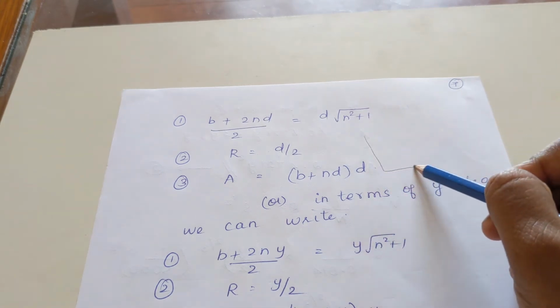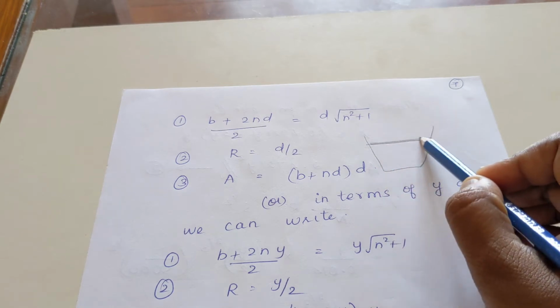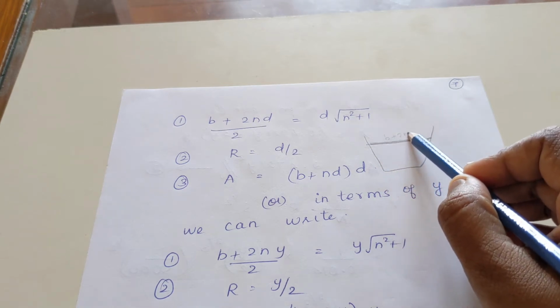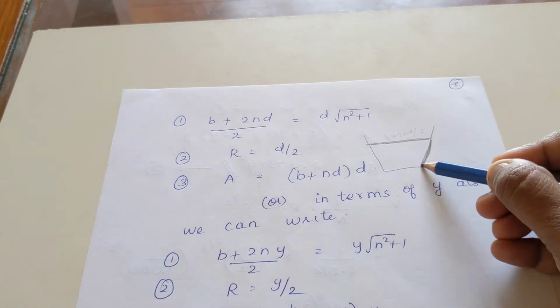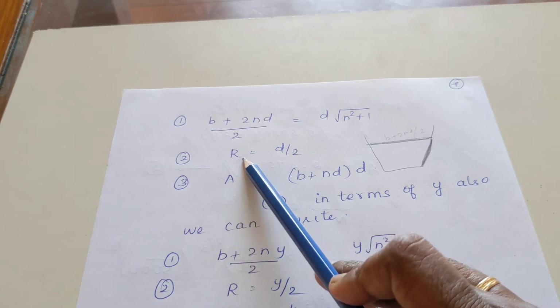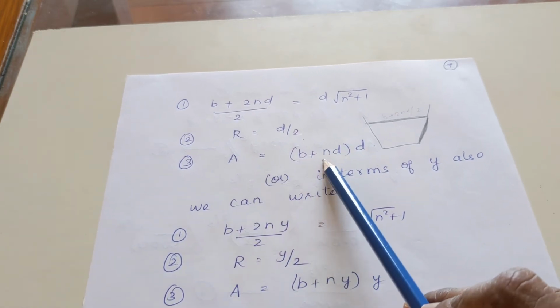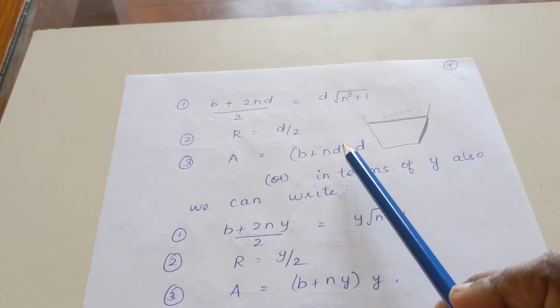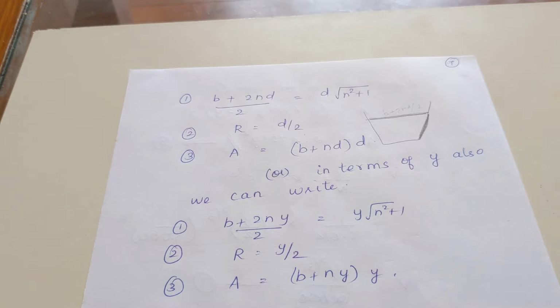So this is the channel. Half of this top width, (b plus 2nd) divided by 2, should be equal to the length of the side slope. Clear? Or, the hydraulic mean depth is equal to d by 2, and the area is equal to (b plus nd) into d. Or you can write it in terms of y also, whatever you want.